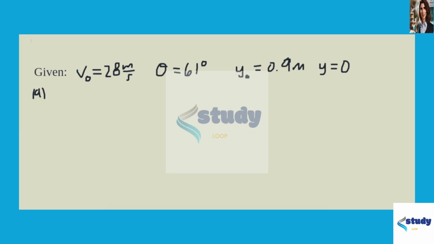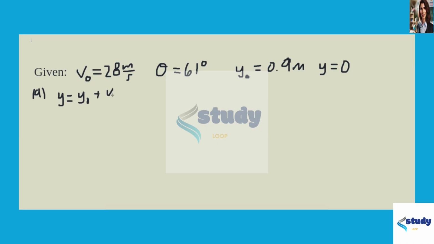So I wrote down here what we were given. V naught is 28 meters per second. Theta is 61 degrees. The height of the ball hit off the bat is 0.9 meters. That's y naught. And for the first instance, and even in the last one, we consider it to be at ground level, and ground level is 0. So our final value, y, is 0.